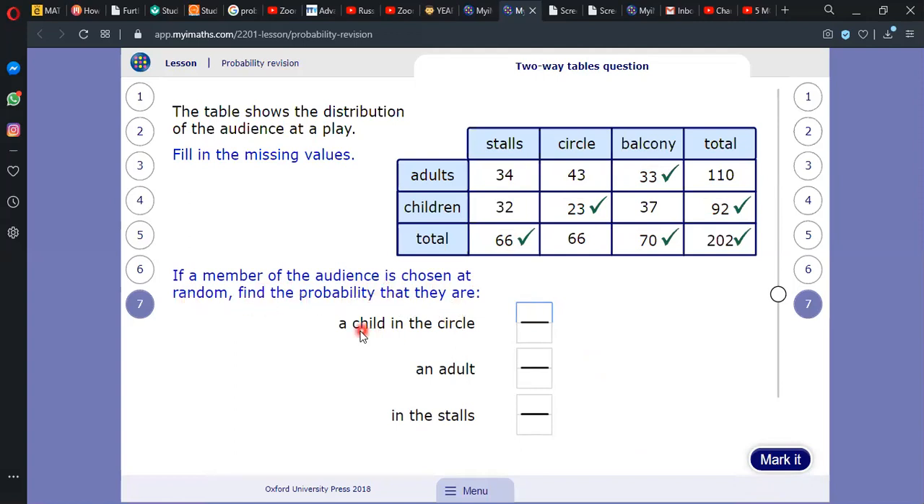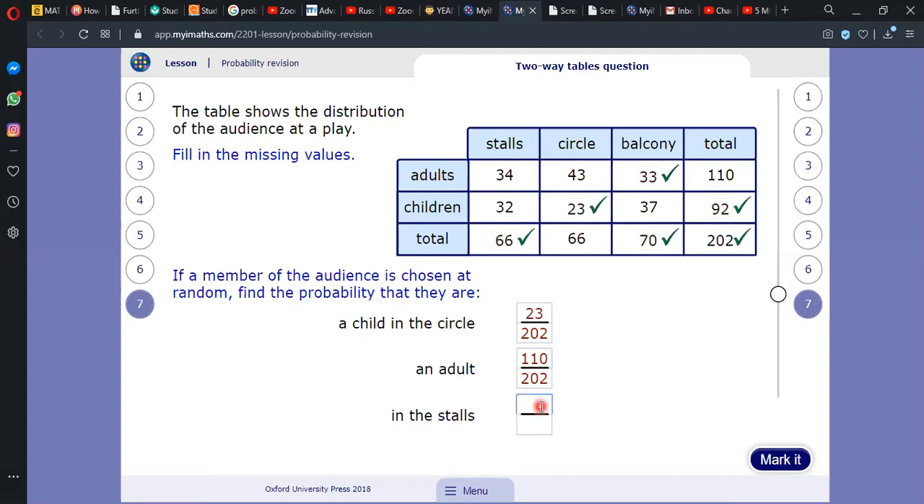Next, we want to find, if a member of the audience is chosen at random, the probability that they are a child in the circle. Since it's just a member, the total should be 202. The member we are looking for now is a child in the circle. Children in the circle, this is where they are, 23 of them. So you have 23 over 202. And for adults, all the adults, what's the total? 110. So we have 110 adults, over 202.